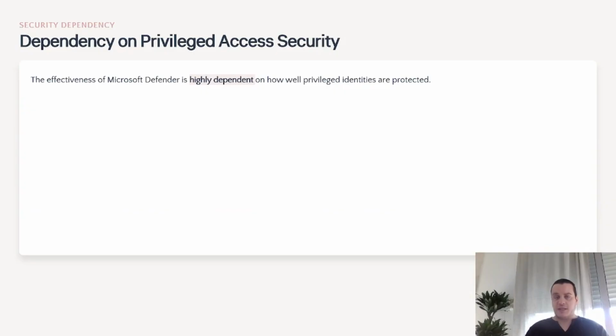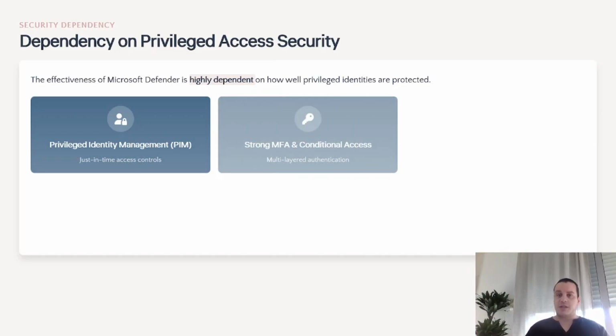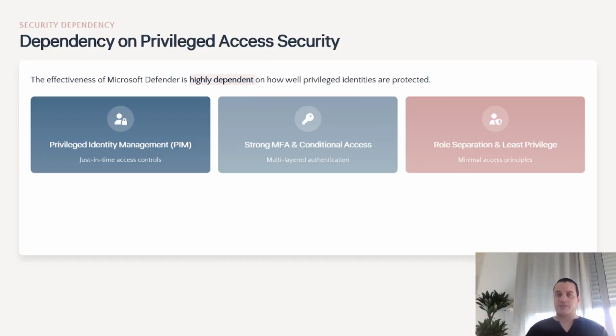Dependency on privileged access security. The effectiveness of Microsoft Defender is highly dependent on how well privileged identities are protected. Privileged Identity Management, by enabling just-in-time access control. In this case, if the admin wants to access, we enable just-in-time access, and after that, it is done. Strong MFA and conditional access policies. We need to enable multi-factor authentication. Role separation and least privilege. Minimal access principle. So if a user is an Exchange admin, we do not need to grant him global admin, and vice versa for other admins.